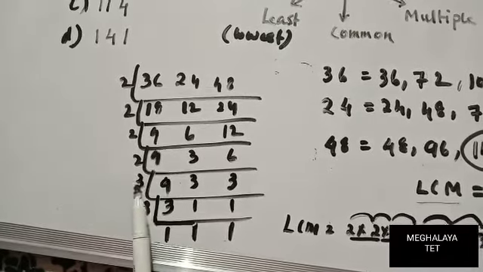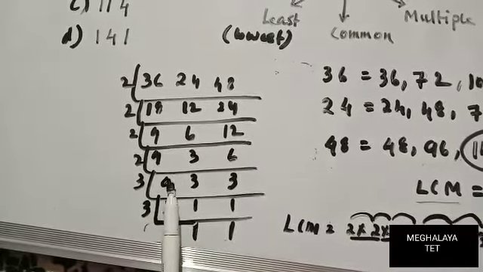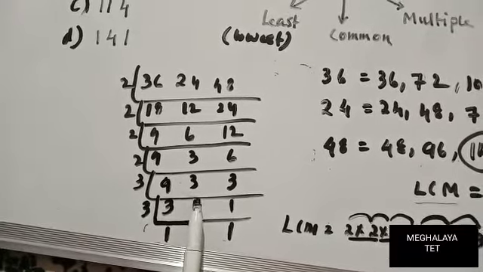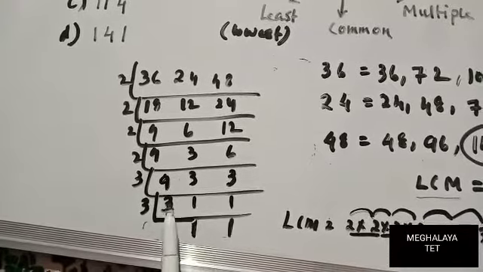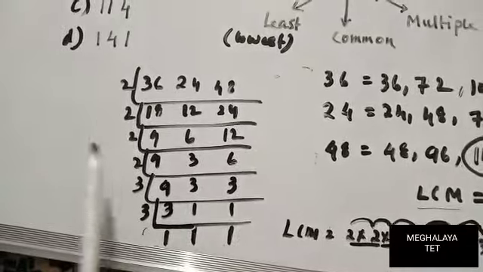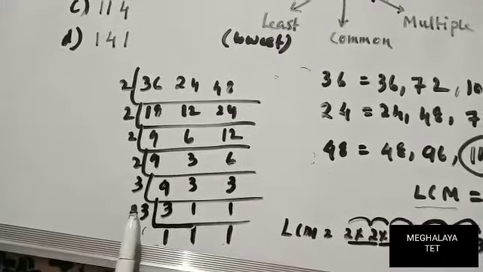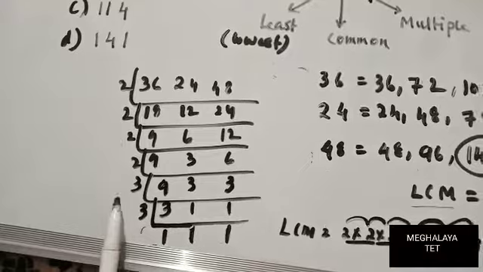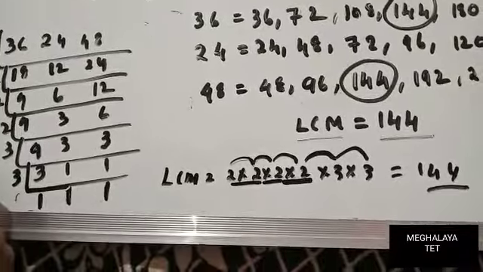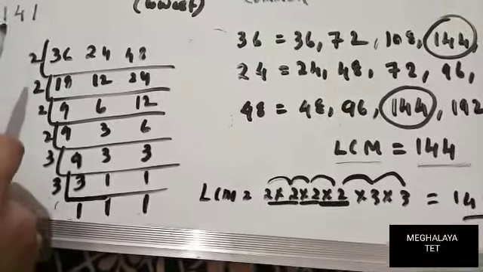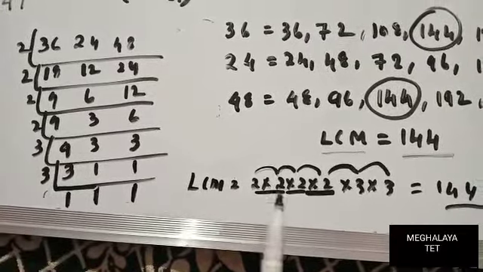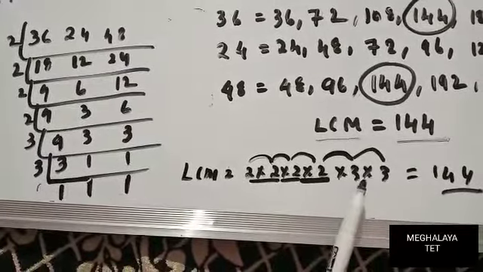Dividing these numbers by 3: 9 divided by 3 gives 3, and 3 divided by 3 gives 1. Again 3 divided by 3 gives 1, and we get 1, 1, 1. These left side numbers give the LCM. If you multiply them, we get the LCM of these three numbers. So here it is 2 into 2 into 2 into 2, and then 3 into 3. So 2 into 2 into 2 into 2, 3 into 3.